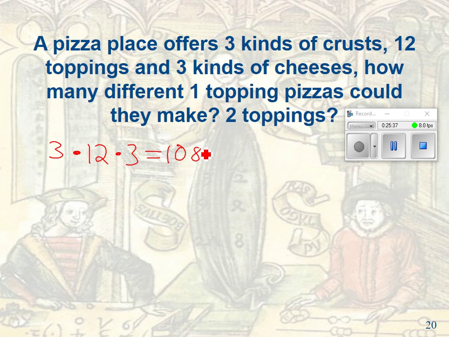Now this is a little tougher. What if we're doing 2 toppings? How many choices do you have for the crust? 3. How many choices for the first topping? 12. How many choices for the second topping? Now 11, because you already picked one of the toppings, right? How many choices for the cheese? That would tell us the total possible 2-topping pizzas.